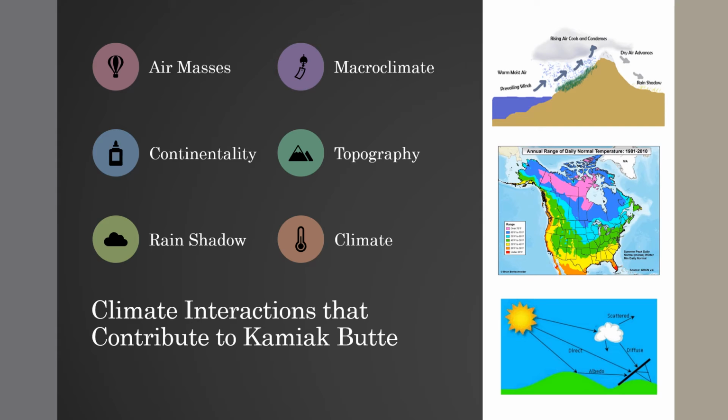Kamiak Butte is affected by all these factors: rain shadow, continentality, topography, and air masses. The area is marine-modified continental type. Because of the Cascades and the rain shadow that they create, we have a drier climate protected from the oceanic climate west of the Cascade Mountains.